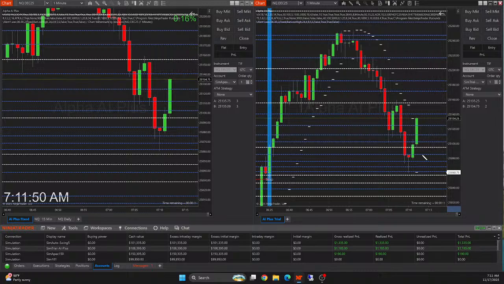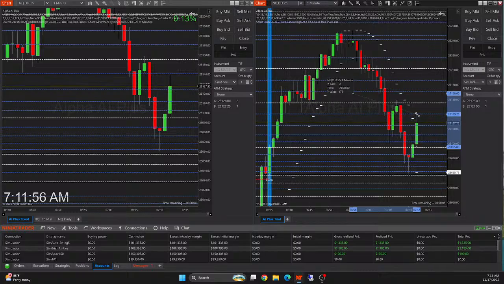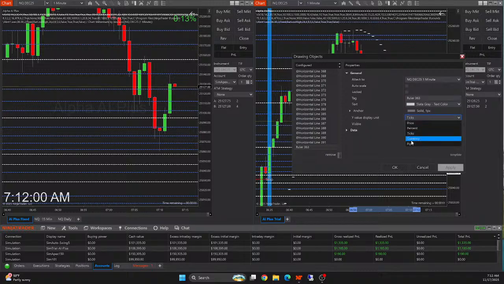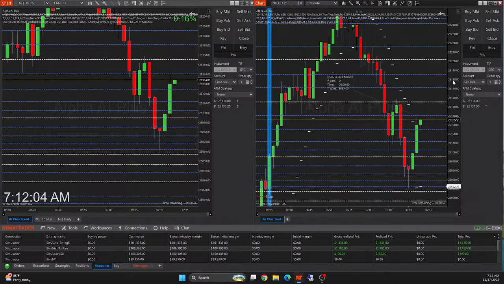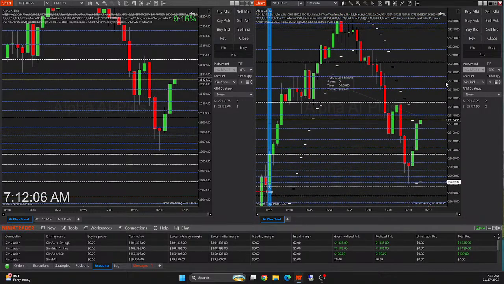So let's see this bar. This bar is 179 ticks so far, which is almost $900. So if there is a signal on this bar, in the trading one, it will not take the trade because this is more than $800.